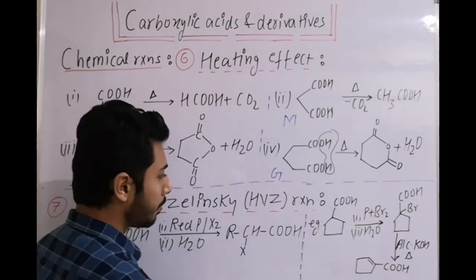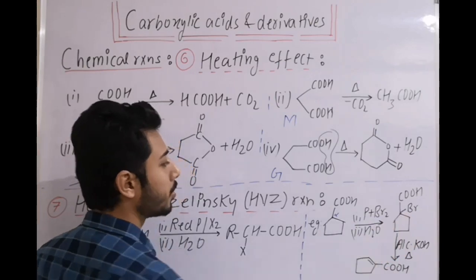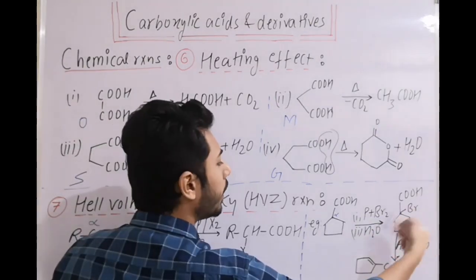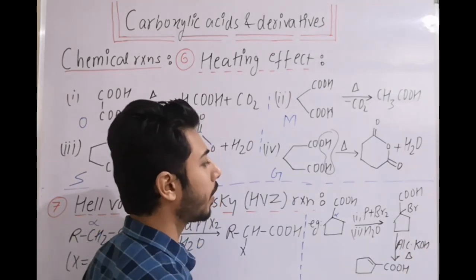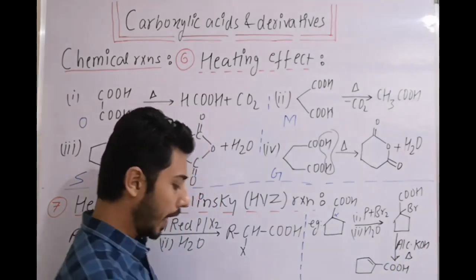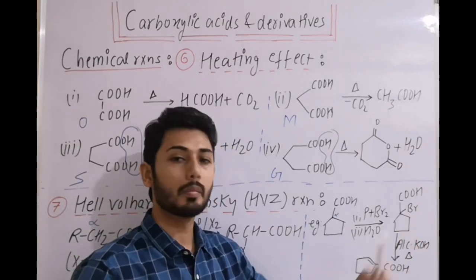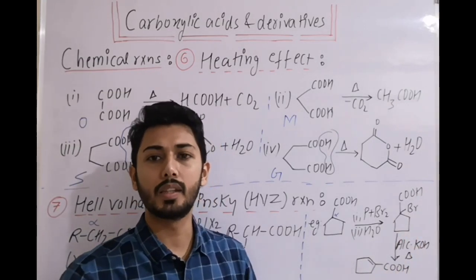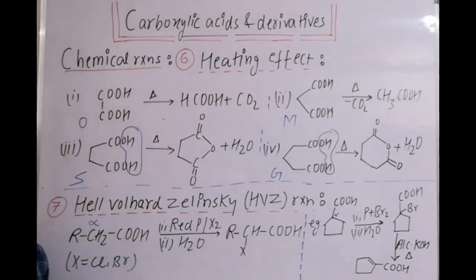Now, which is the alpha position? This is the alpha position. At this, halogenation takes place, Br. And then we can do another reaction, alcoholic KOH, heat, which is dehydrohalogenation. That means beta elimination. Then alpha carbon, leaving group departs, beta carbon, hydrogen, and this gives alkene as the product. So this is the HVZ reaction, which is also very important.